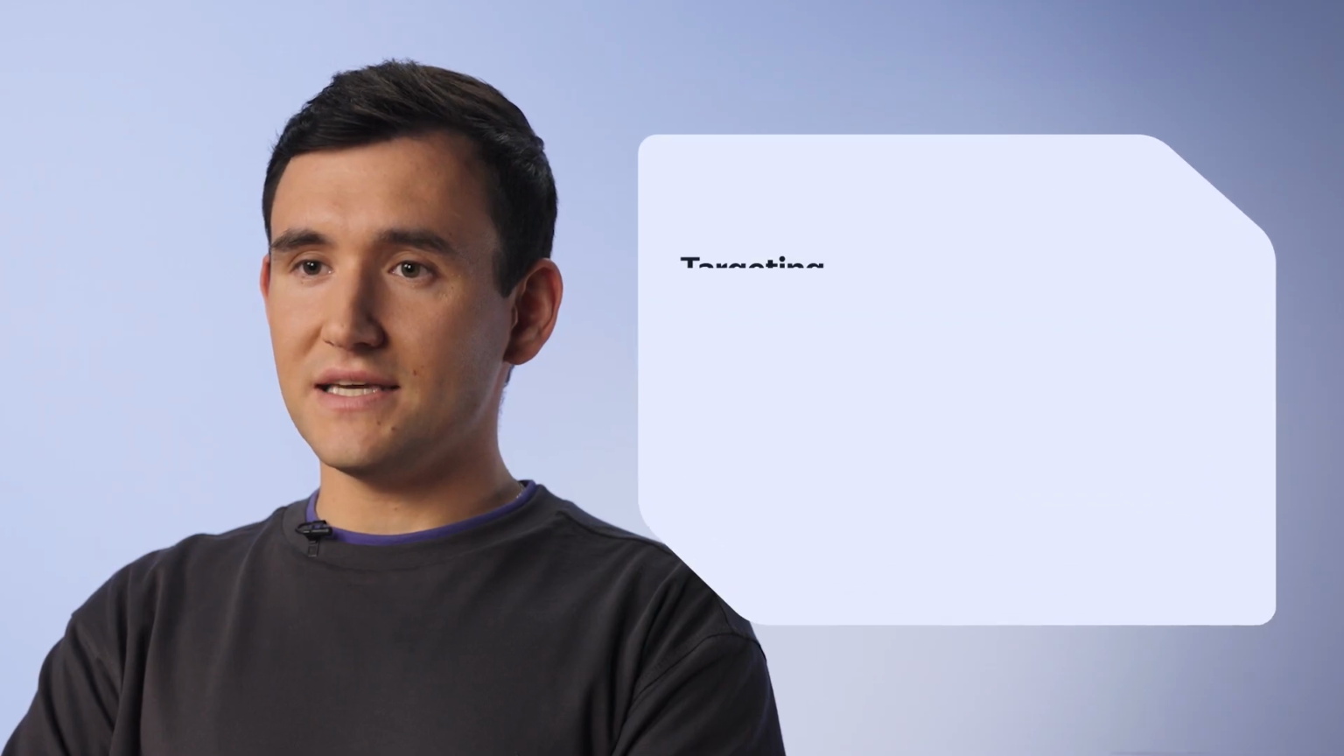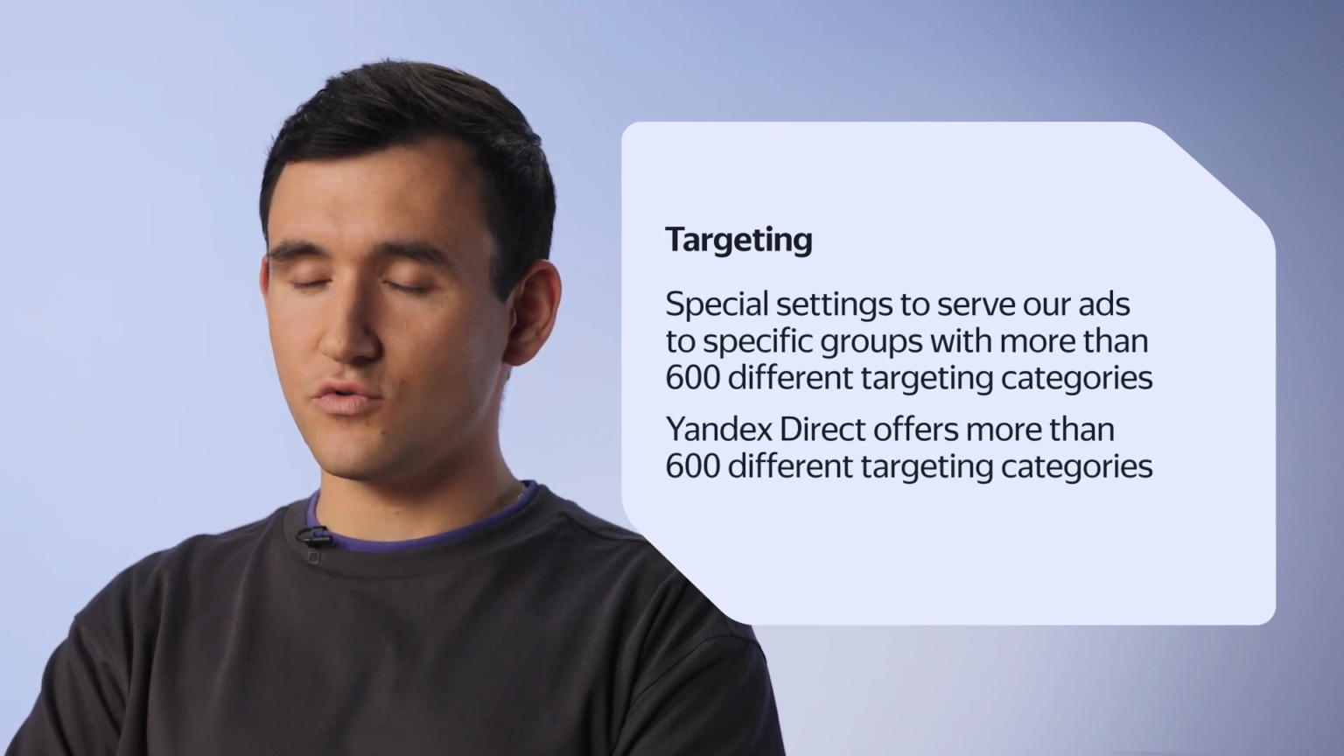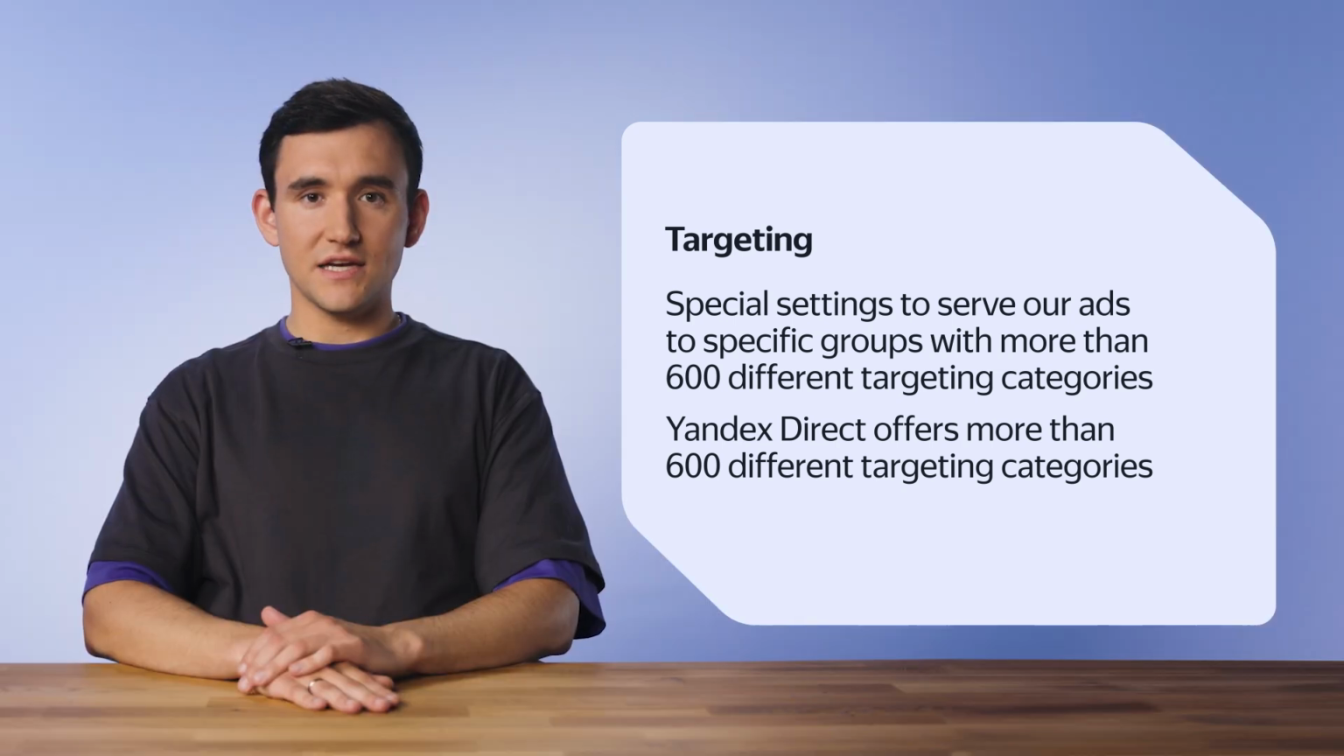campaigns. Targeting in the context of Yandex Direct involves special settings that allow us to serve our ads to specific groups of users. Yandex Direct offers more than 600 different targeting categories. Using any combination of these, you can pinpoint even the most hard-to-reach audience. The targeting options can be broadly divided into 3 groups. Let's look at each of them in detail.